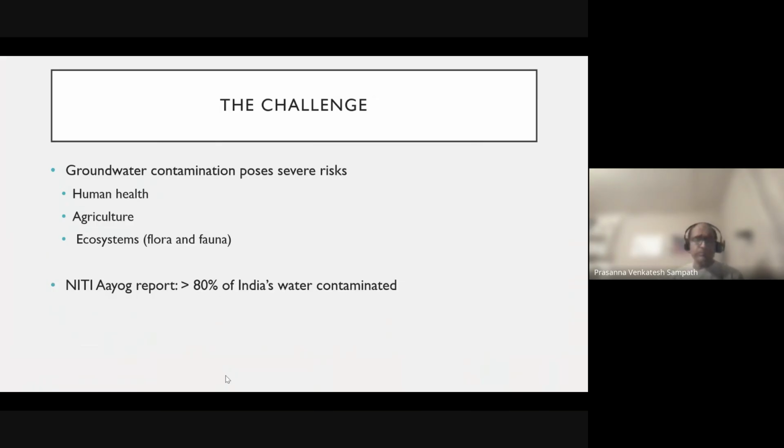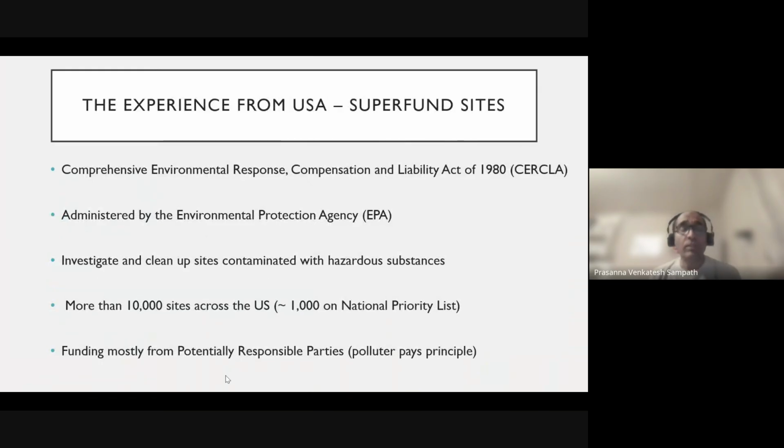Okay, now fortunately, we are not the first country to face these issues, right? These problems have been seen around the world, and people have made efforts to solve some of these problems around the world. So I'm going to talk only about the experience from the USA, because the USA is a similarly large country, right? I mean, of course, it's 3 or 4 times larger than India, and they have also faced major groundwater contamination issues. Like in India, the industrialization started in the 1950s and so on, right?